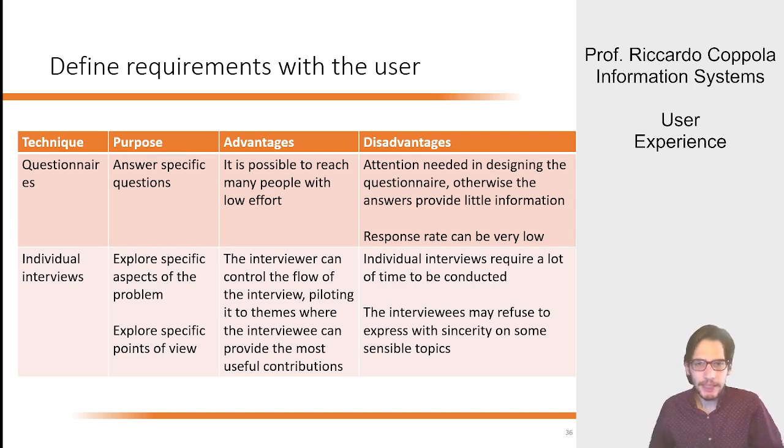We can have questionnaires. It means that I send a questionnaire with multiple choice or open questions to 100, 1,000 persons. The advantage of doing so is that I can reach many people with low effort, just sending a mail to everyone. The issue is that maybe no one will answer me, so I won't get any result. And the questionnaire must be done carefully, otherwise I get results with no meaning, even if I get any result.